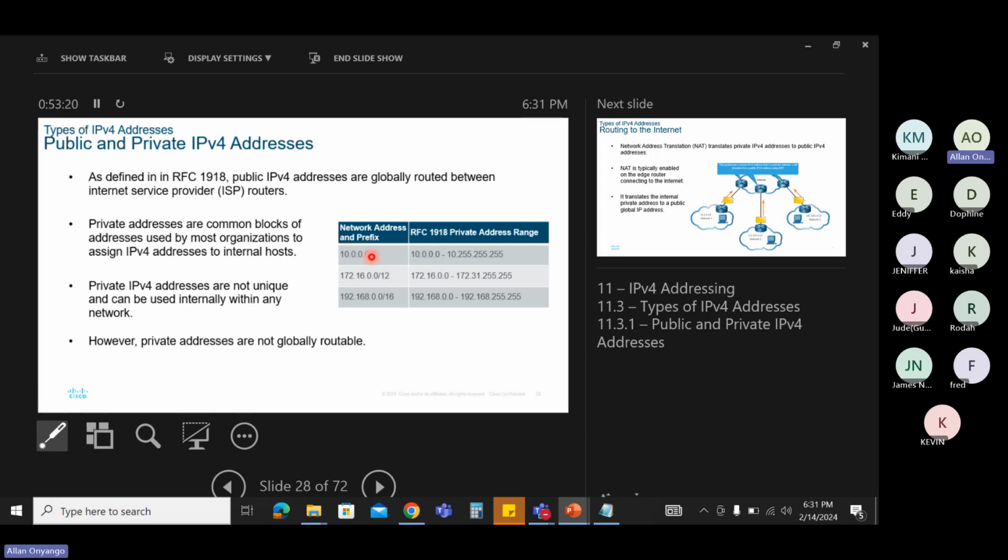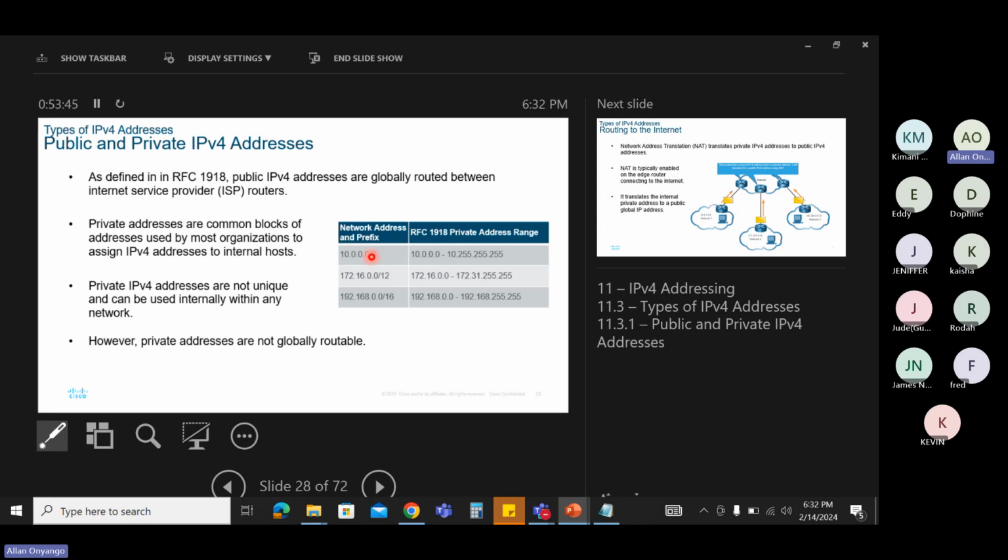Where there are zeros, you can put any number on them. Unless, like if I say 172.50, that is now public. And if you have 9 dot something, that's now public. It must strictly start with 10. The other one must strictly start with 172.16 to 31. And the third one must strictly start with 192.168.